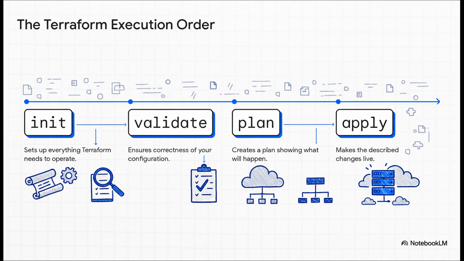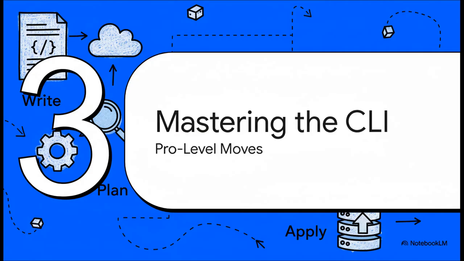So let's just recap that standard workflow. It's a simple progression. You init to get set up, you can run validate to check your syntax, then you plan to see what's going to happen, and finally you apply to make it so. Following this sequence is what guarantees that every single change is deliberate and predictable. All right, you've got the basics down.